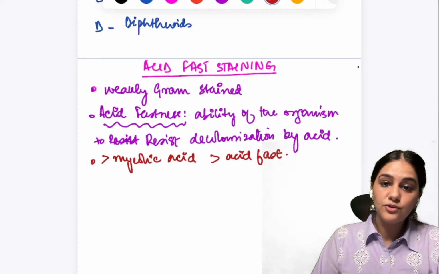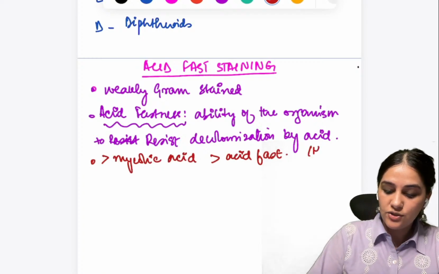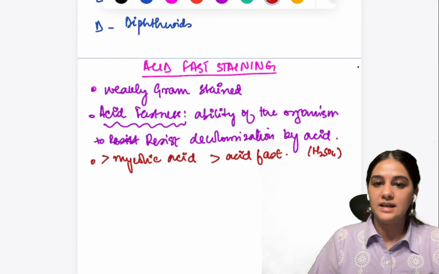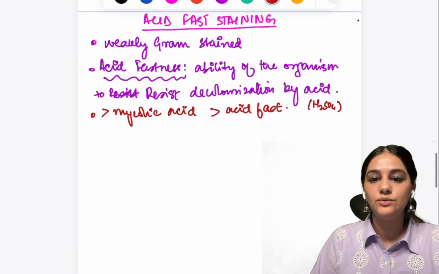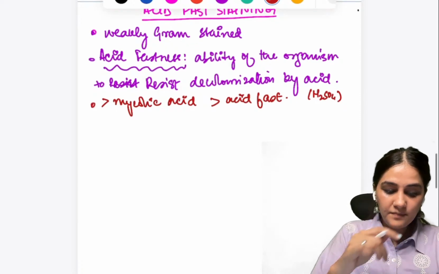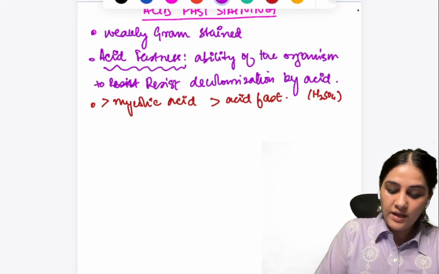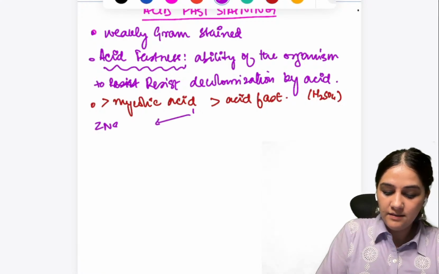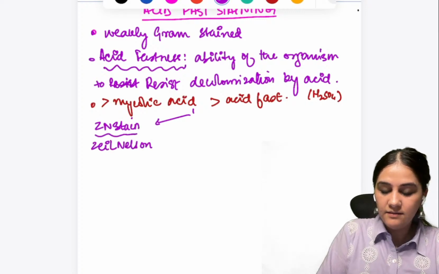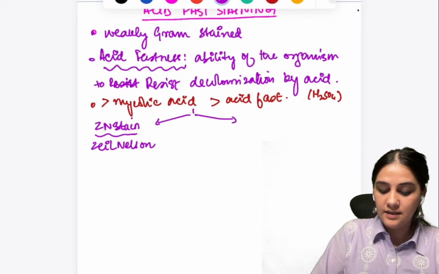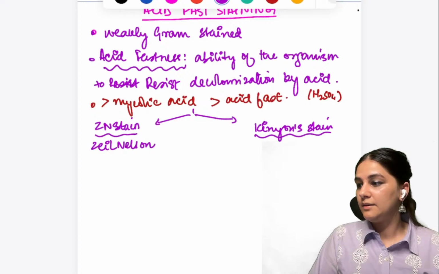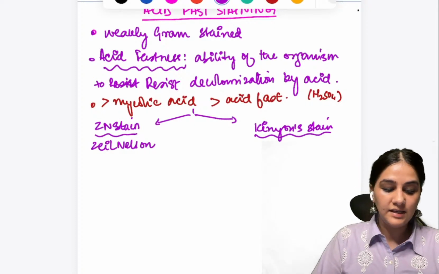ठीक है. So here the most common acid that we use is H2SO4, which is your sulfuric acid, right? So in acid fast staining we use sulfuric acid. I'm going to tell you the two most common methods that we use here. One is your ZN stain, which is your Ziehl-Neelsen staining, and the other acid fast stain that we use is your Kinyoun's stain, right? So these are the two, and I'm going to talk in detail about it. So ZN staining and Kinyoun staining.